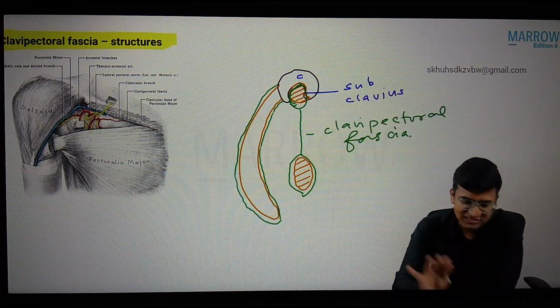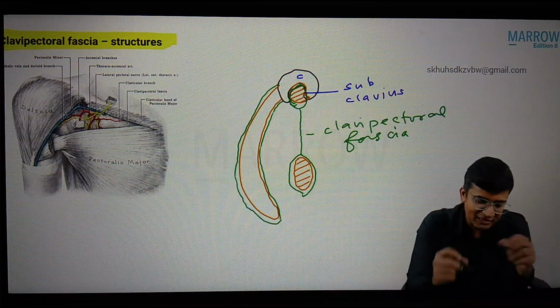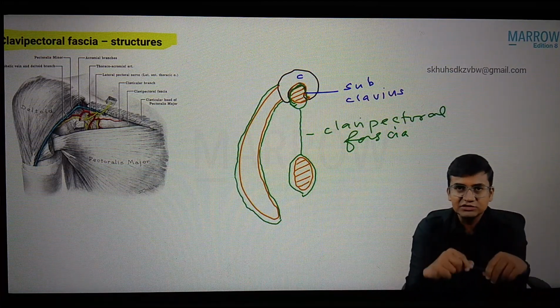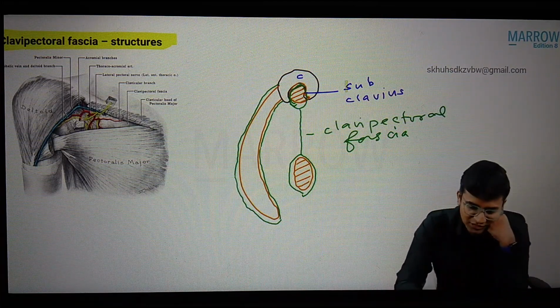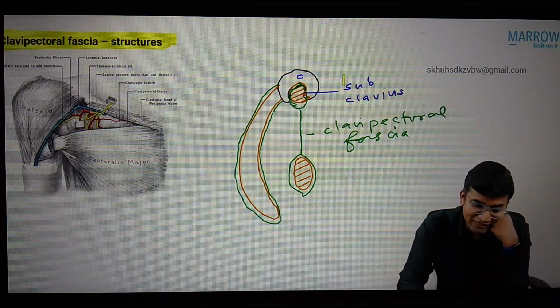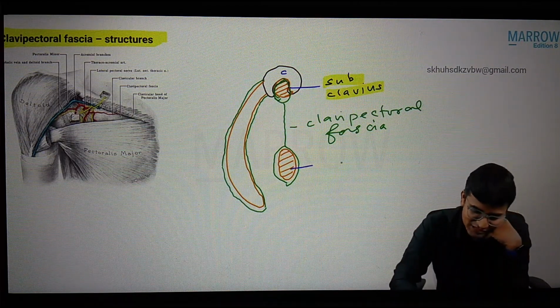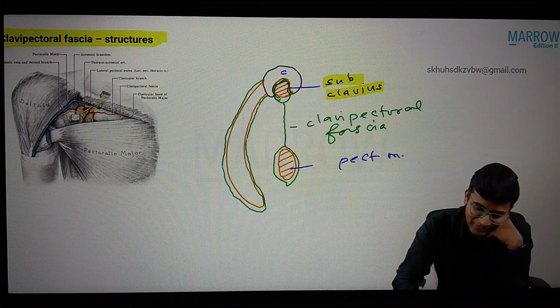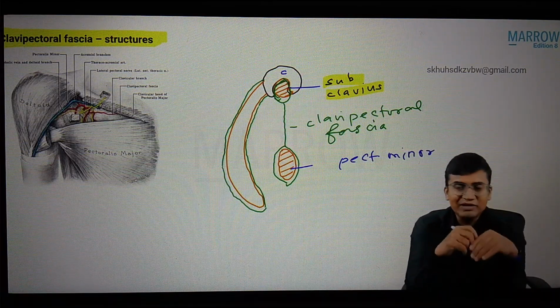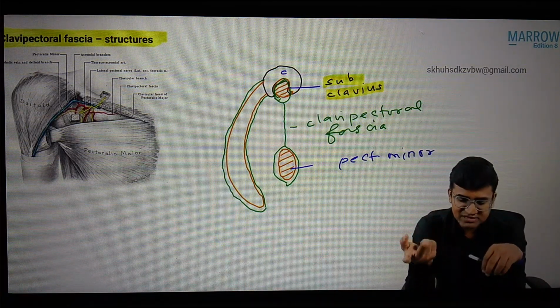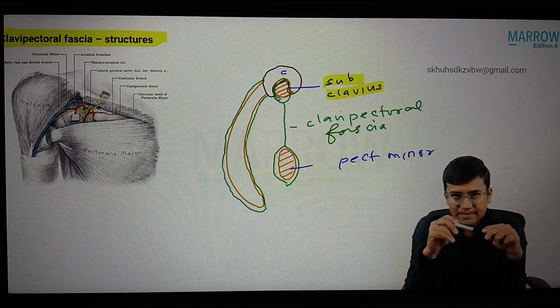Now, from this diagram, it is very clear: the clavipectoral fascia is enclosing two muscles. What are those? Number one, subclavius. Very good. Number two, pectoralis minor muscle. So, our clavipectoral fascia encloses the subclavius muscle and the pectoralis minor muscle.